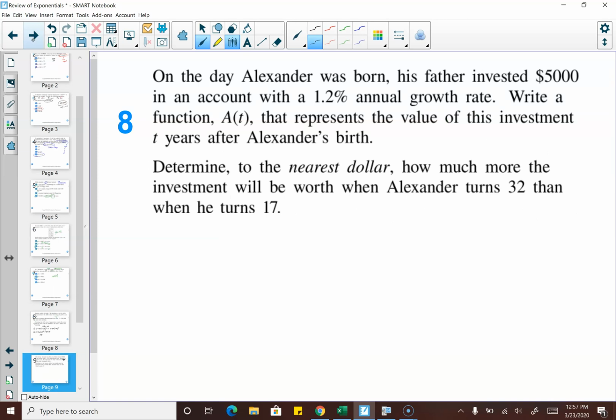On the day Alexander was born, his father invested $5,000 into an account with a 1.2% annual growth rate. Write a function, A of t, that represents the value of the investment t years after Alexander's birth. So, A of t equals 5,000, that's the starting amount. Again, it's making money, so it's 1 plus 1.2% as a decimal, which is 0.012, and then close parentheses to the t. To the nearest dollar, how much more is the investment worth when Alexander turns 32 than when he turns 17?